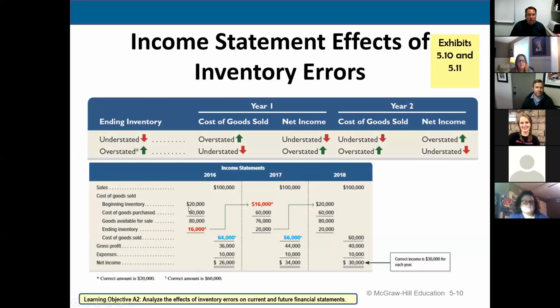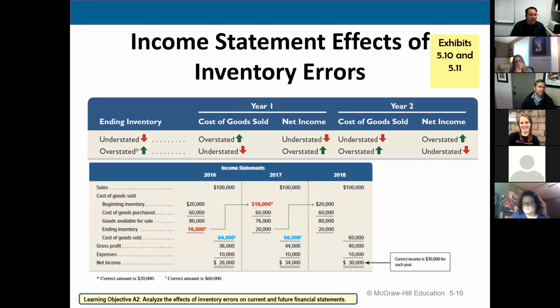With expenses, it's the opposite. If an expense is overstated, then my net income will be understated, because it'll look like I have less net income than I really do, because the expense was showing higher than it really was. Just seeing those relationships is challenging at first.